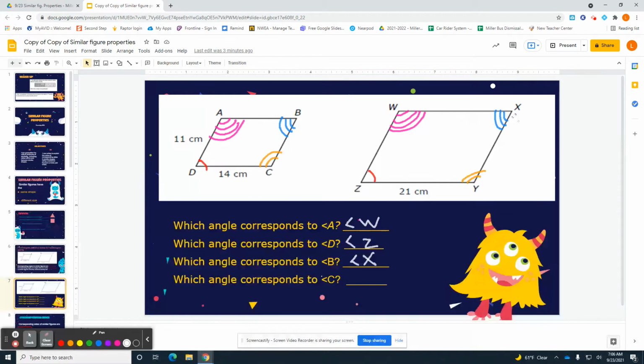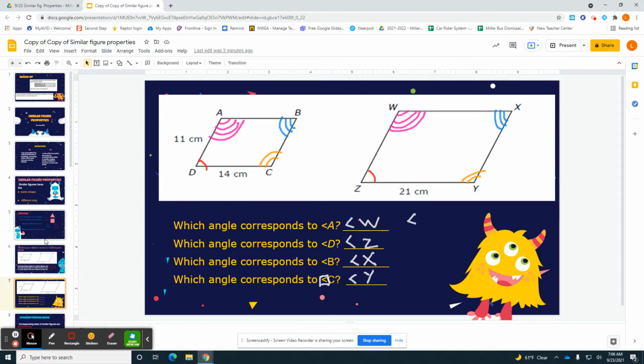Remember we labeled it with our little quarter circles. And then which angle corresponds to angle C? Which corresponds to angle C? Angle Y. Okay. So like I was telling you before, I accidentally cleared off all my annotations. This means angle. Okay, so when you see that sign, it's asking you for angle A, angle D.